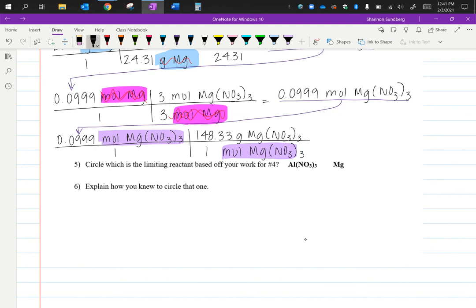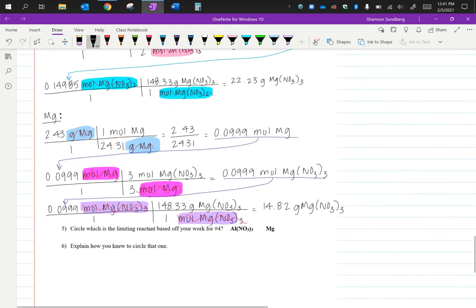Multiply across the top, and you're going to get 14.82. And what are your units? We'll cancel the ones you don't want. You're going to have grams of MgNO3, 2. Okay, now what do we do?